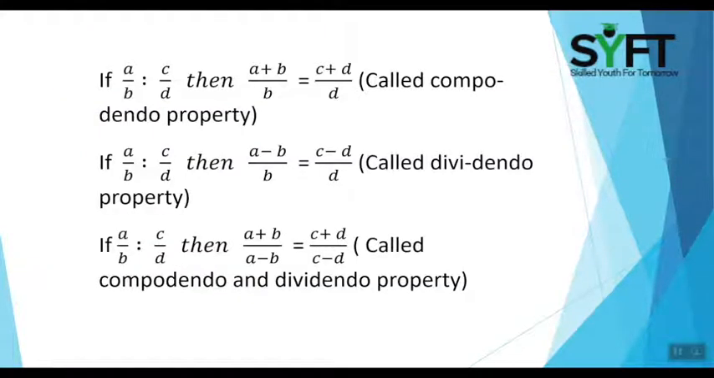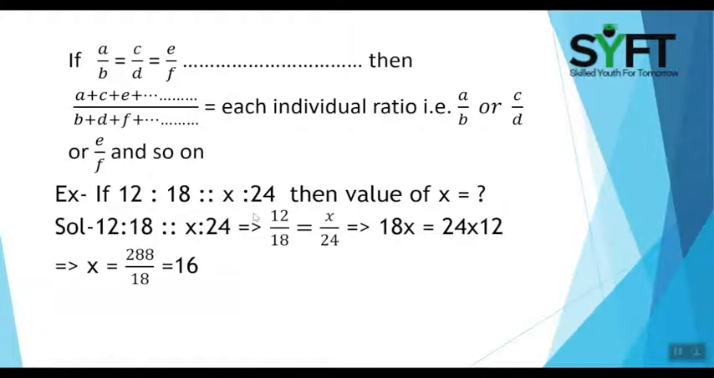If a by b equal to c by d, then a plus b by b equal to c plus d by d. This is called compound property. If a by b is equal to c by d, then a minus b by b equal to c minus d by d. It is called dividendo property. And if a by b is equal to c by d, then a plus b by a minus b is equal to c plus d by c minus d. It is called compoundendo and dividendo property.